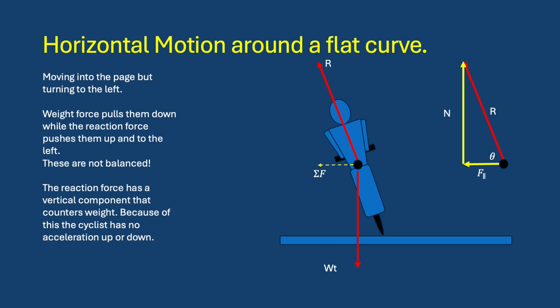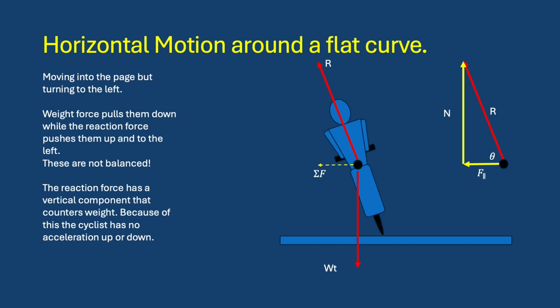A couple of words on the reaction force. The reaction force can be broken into horizontal and vertical components. Now, the vertical component is upwards, and it's equal in magnitude to the weight of our cyclist. Because the weight and the vertical component of the reaction are equal and opposite, they cancel each other out. And this tells us, therefore, that there is no acceleration of the cyclist up or down. So the vertical forces acting on our cyclist are balanced.